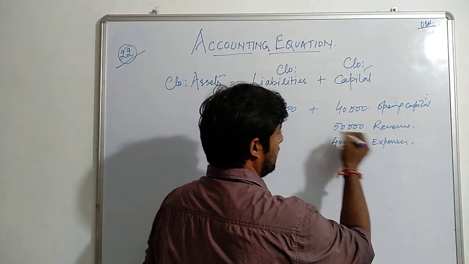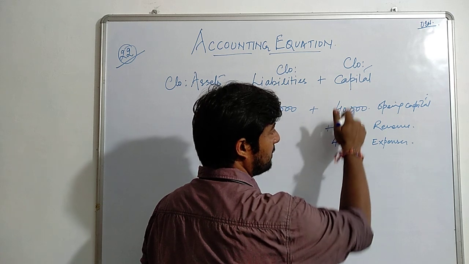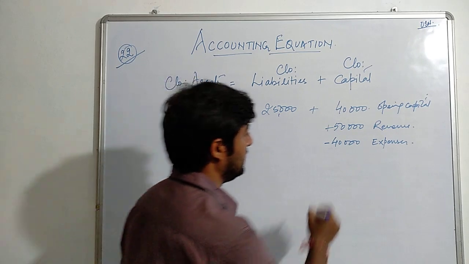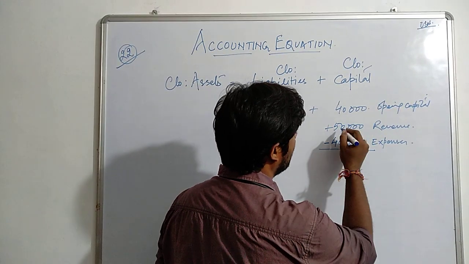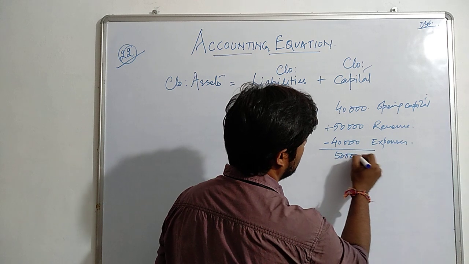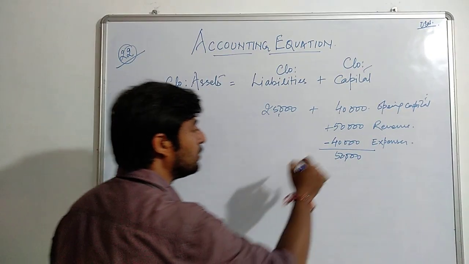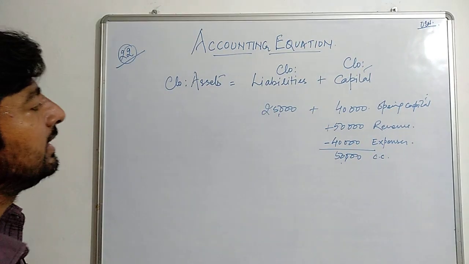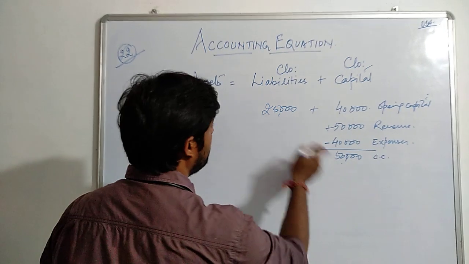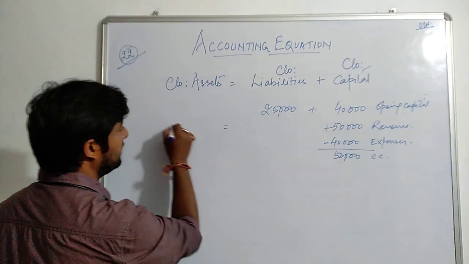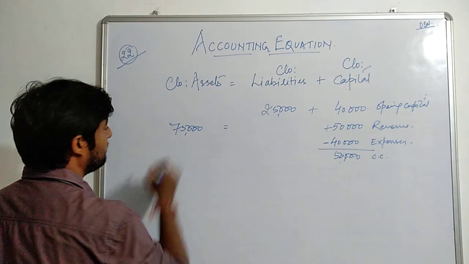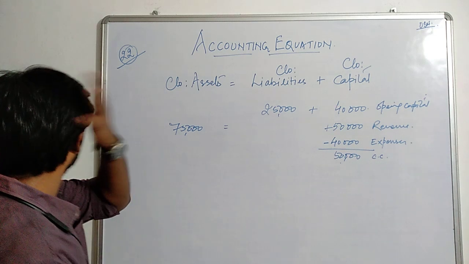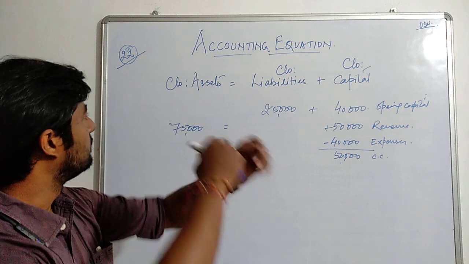Clear? Now with the revenues the level of capital is going to increase, and with the expenses the level of capital is going to decrease. So at last we will get how much? 50,000. Now this 50,000 is my closing capital. Hope this point is very clear to all of you. Clear. Now 50 plus 25, that is 75,000, and this 75,000 is my closing asset or total asset, right?